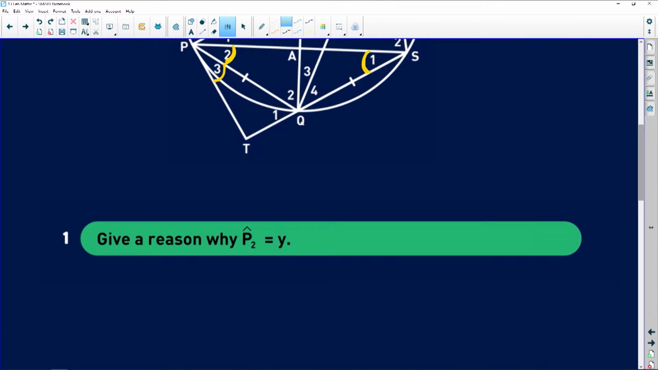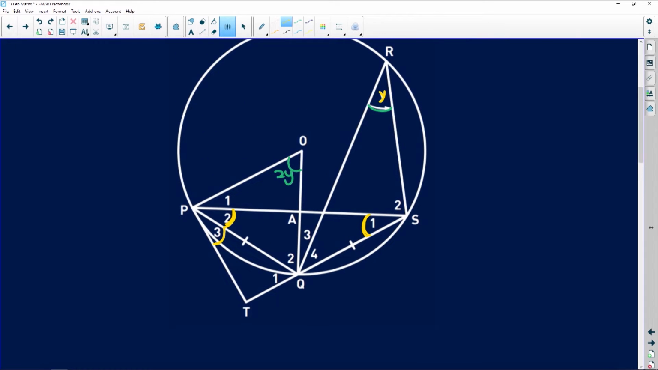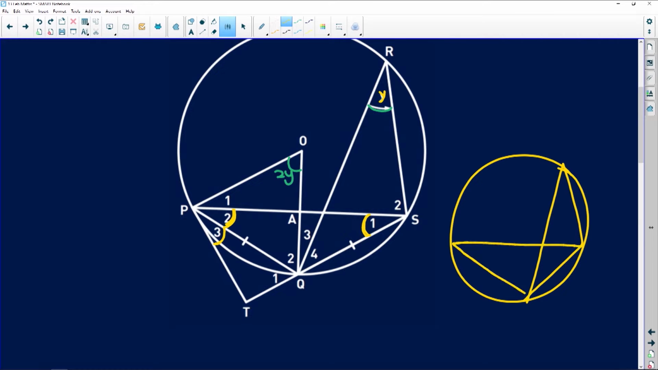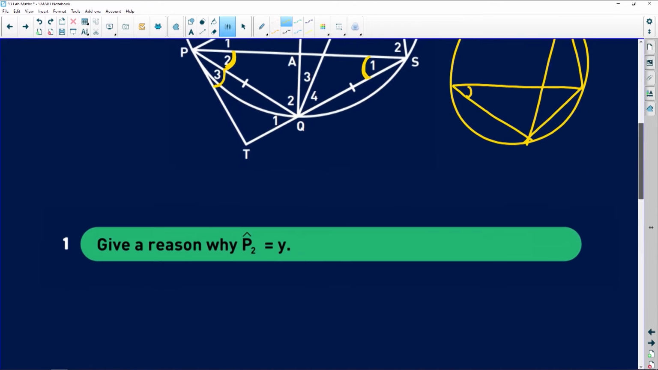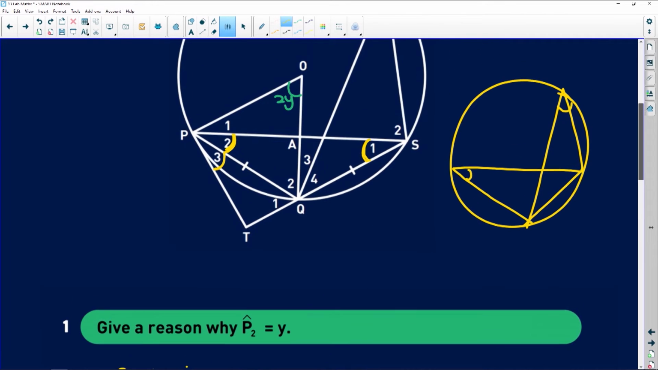Give a reason why P2 is equal to y. So if we look over here, P2 is this angle over here, and y is this angle that was given to us over there. If we have a circle and we have a chord sitting over here and it subtends an angle over there and it subtends another angle over there, you know that those angles are equal, and the reason is angles in same segment. Remember, when you get this funny little bow tie shape, angles in same segment.